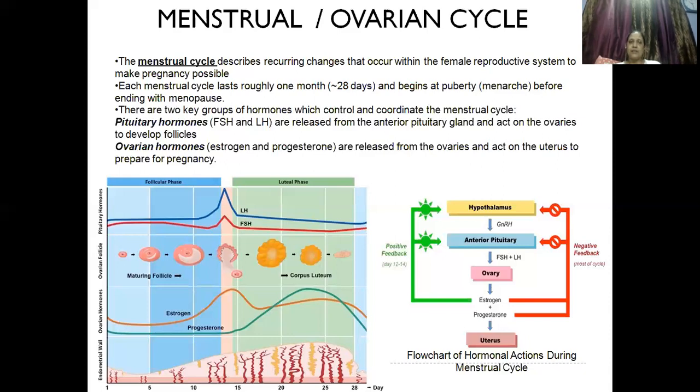So the first set of hormones that are secreted by the pituitary gland is the FSH and the LH. Now what is that FSH and the LH? FSH is the follicle stimulating hormone and the luteinizing hormone that have been released by the anterior pituitary gland and act on the ovaries to develop the follicles.